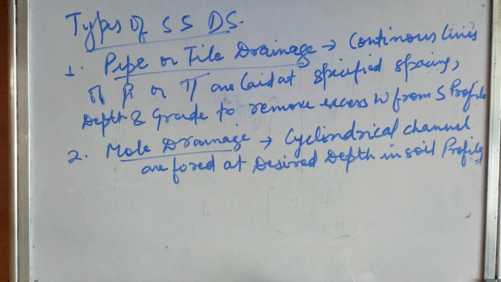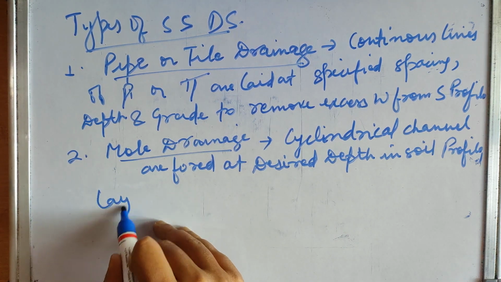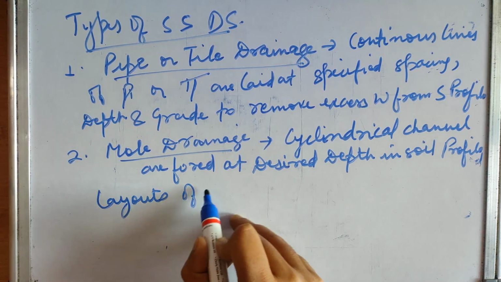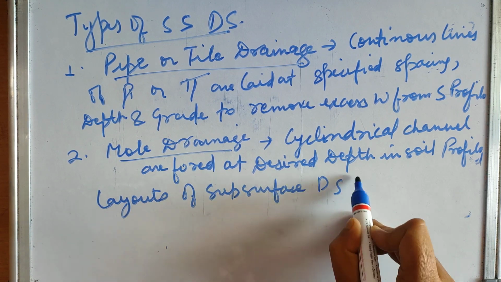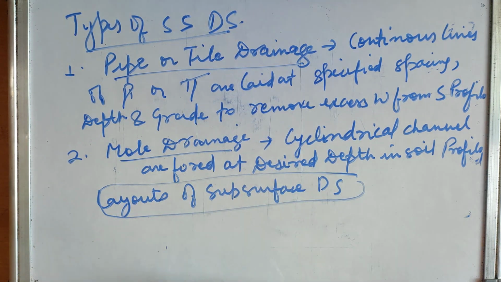Now what are the layouts of subsurface drainage system? What are the layouts? So the first layout is called the random system.